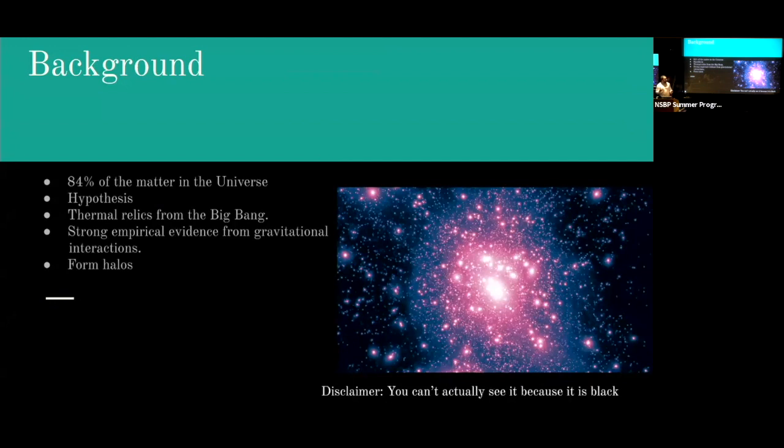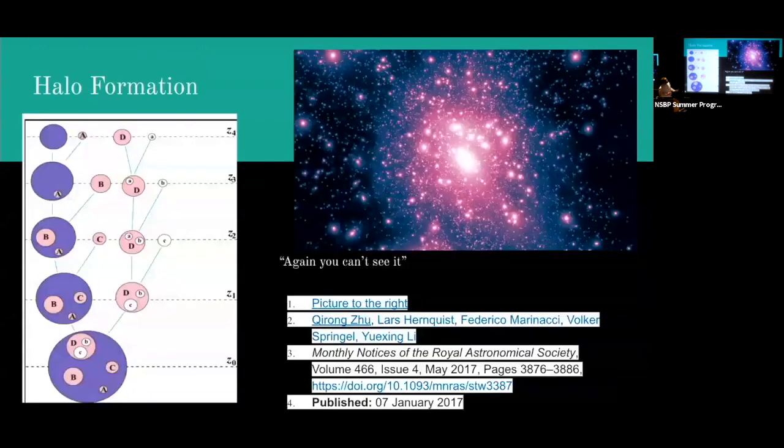So how dark matter forms, it forms in these things called halos, which is over here. And disclaimer at the bottom, you actually can't see it. It's black, but for a representation, we colored it in just to make sure y'all could get a grasp on it. So yeah, it forms these things called halos. And if we go to the next slide, we can actually see how these halos are formed.